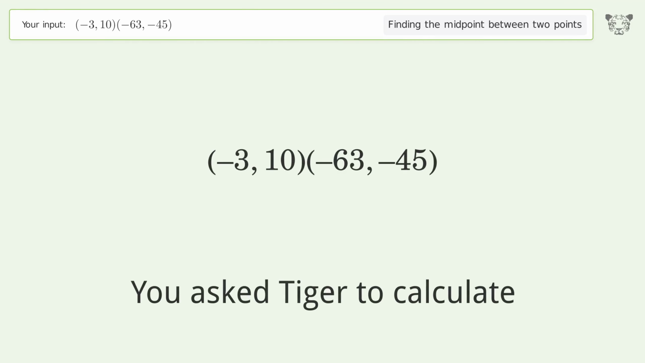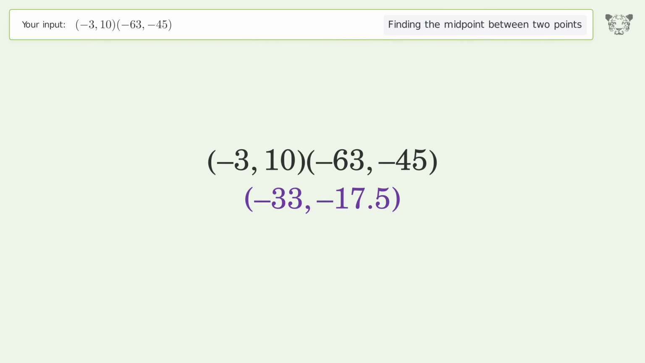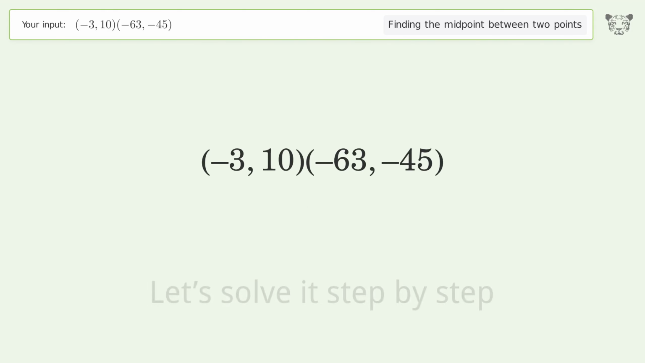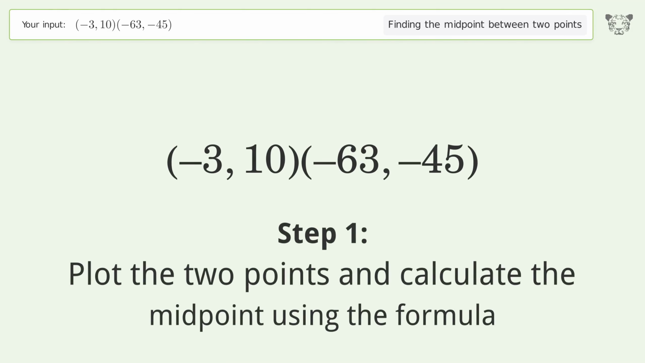You ask Tiger to calculate. This deals with finding the midpoint between 2 points. The midpoint between the 2 points is -33, -17.5. Let's solve it step by step. Plot the 2 points and calculate the midpoint using the formula.